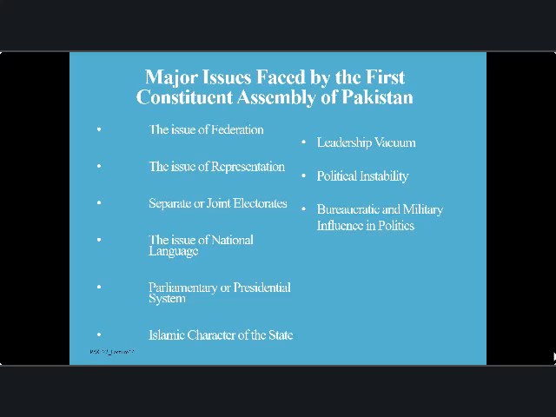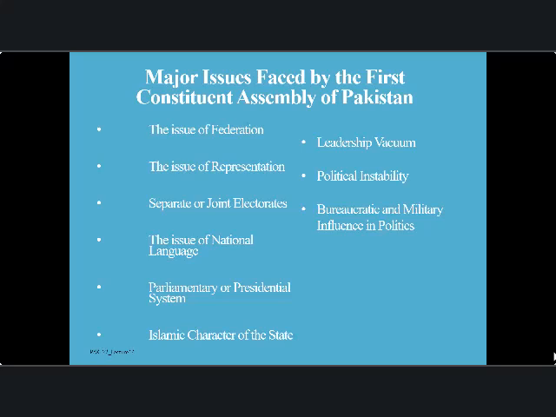Another critical issue faced by the Constituent Assembly was determining the structure of the executive branch. Many political leaders favored the parliamentary system as they were familiar with it from British constitutional tradition. Under this system, the Prime Minister and Cabinet are responsible to the legislature and the government can be removed through parliamentary procedure. Supporters believed that this system would promote democratic accountability and ensure that government remain answerable to the elected representatives of the people.